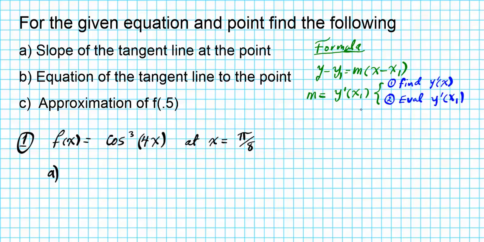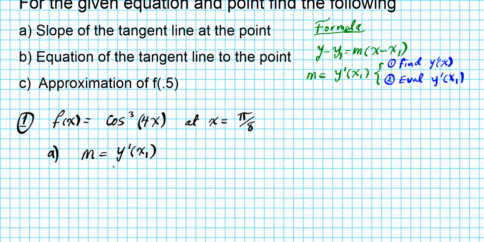You can clearly see that in order to find m, we need y prime, the derivative, and x1. Okay, so let's write it down. m is equal to y prime of x1. Okay, first thing we want to do is find what y prime is. We know that x1 is a given x coordinate, so x1 is pi over 8. So let's find y prime.